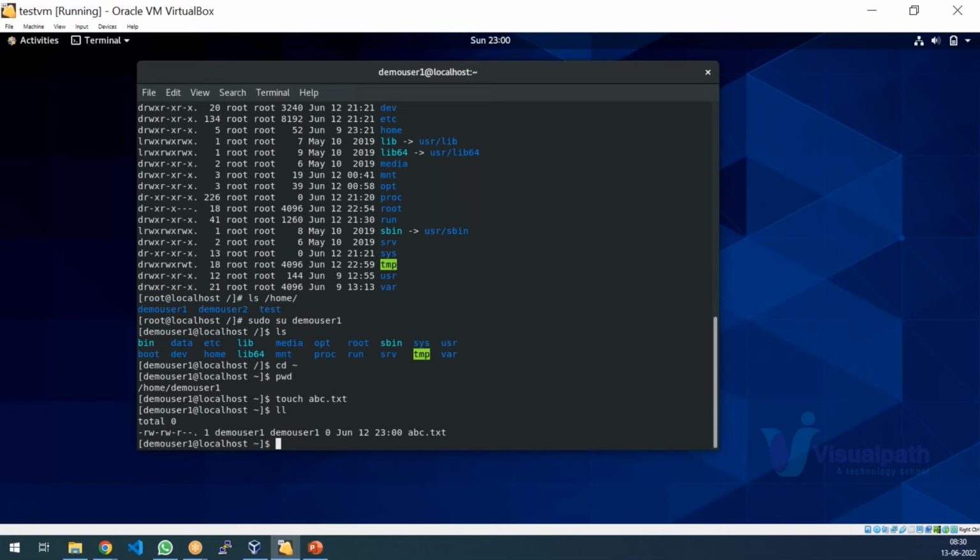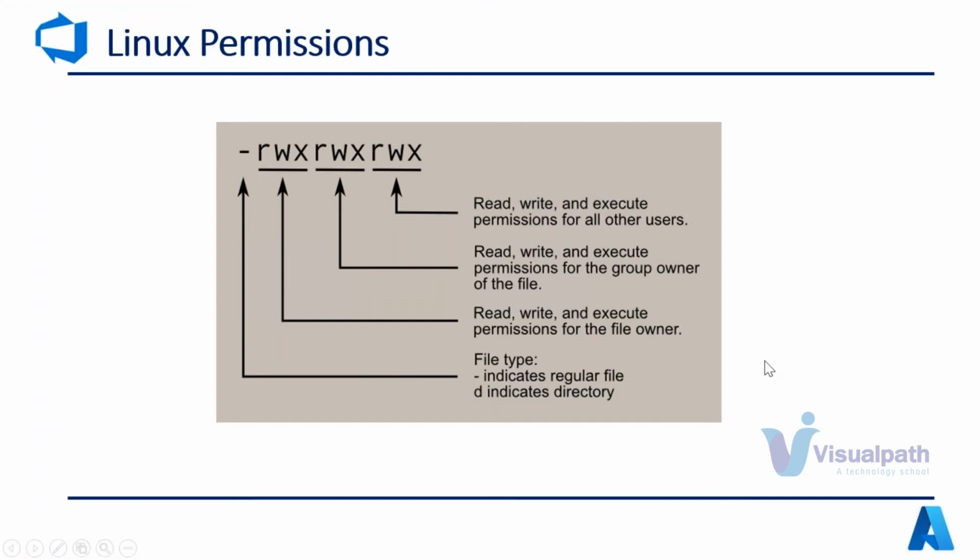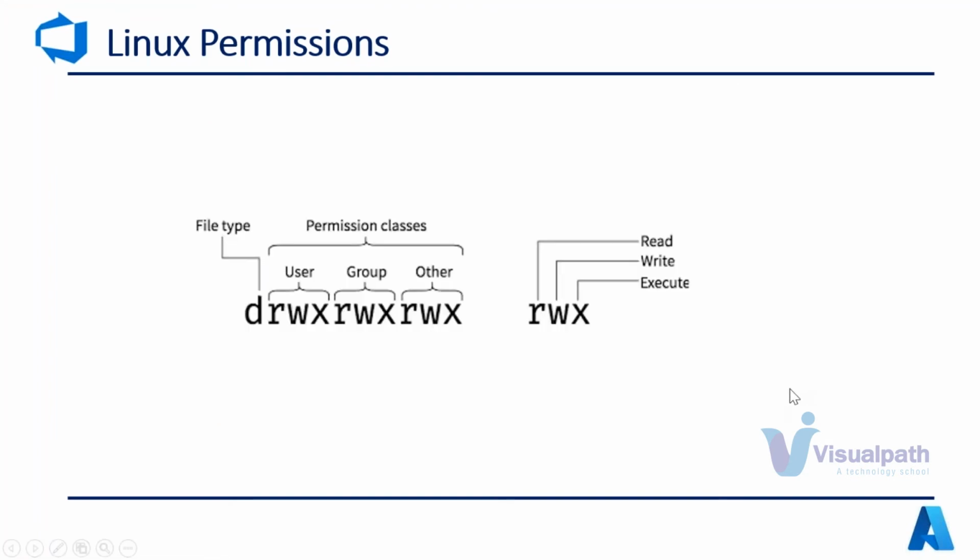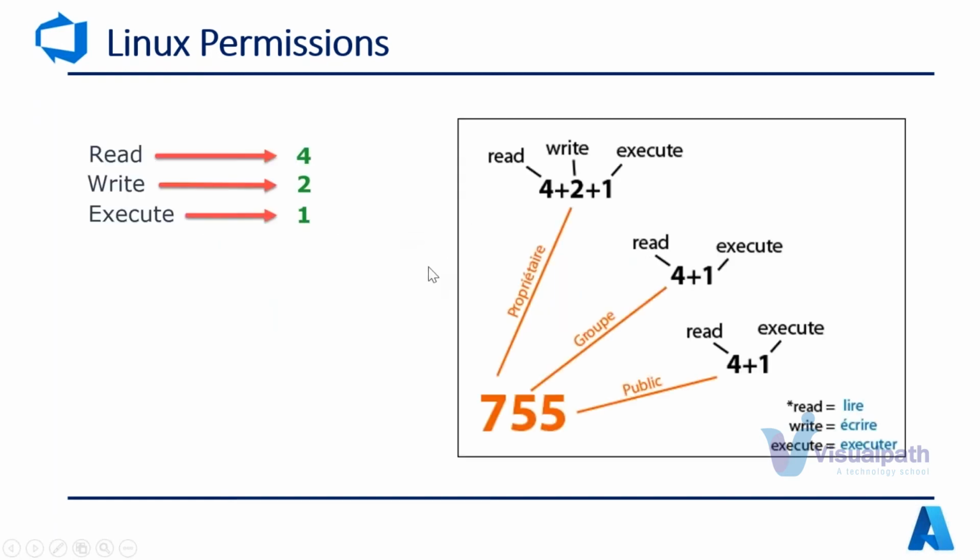Now, how do I change permissions? Each bit has a numeric value associated with it. The first one is file type, then user, group and others, each with read, write, execute. For each of read, write or execute, a numeric value is associated. Read has the numeric value 4, write is 2 and execute is 1.